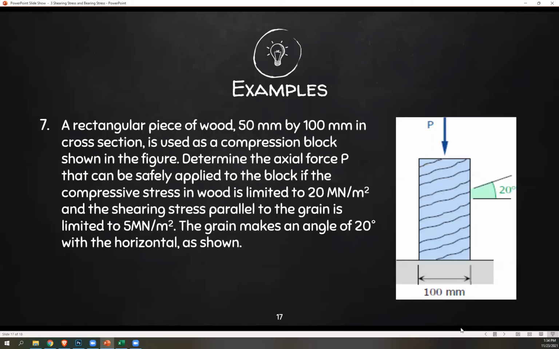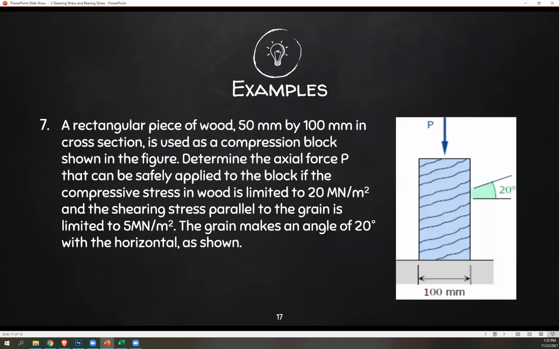So number 7, a rectangular piece of wood, 50 millimeters by 100 millimeters in cross-section, is used as a compression block shown in the figure. Determine the actual force P that can be safely applied to the block if the compressive stress in wood is limited to 20 meganewton per meter squared and the shearing stress parallel to the grain is limited to 5 meganewton per meter squared. The grain makes an angle of 20 degrees to the horizontal as shown.